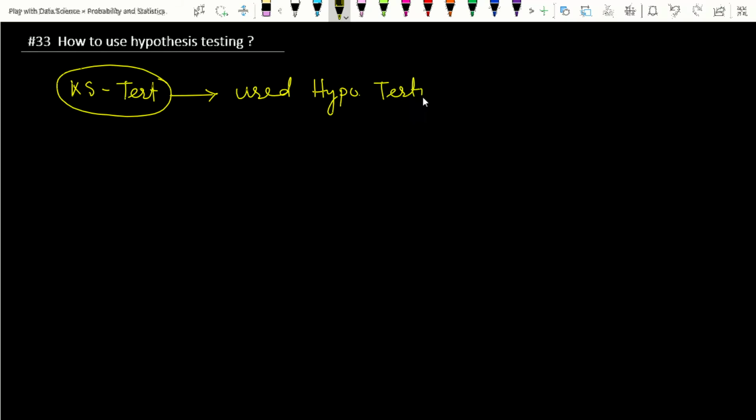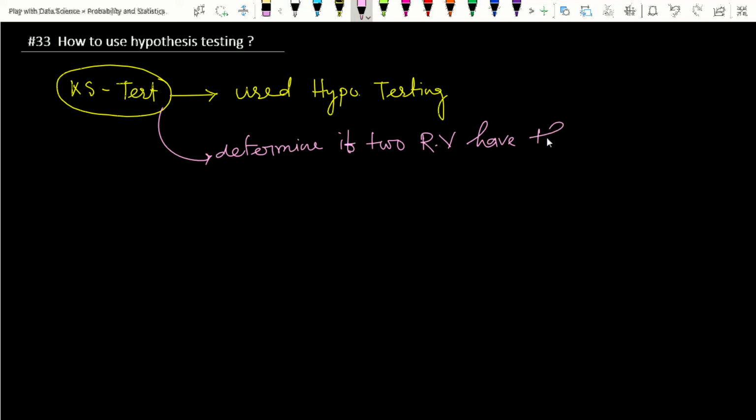It is a hypothesis testing technique used to determine if two random variables have the same distribution or not. That is what we have to find.